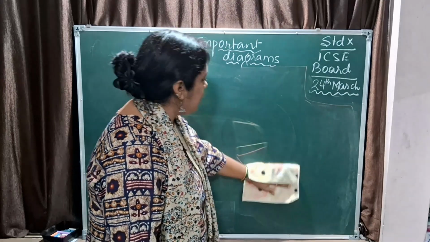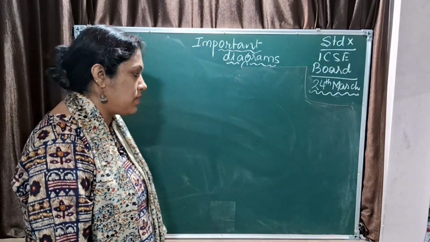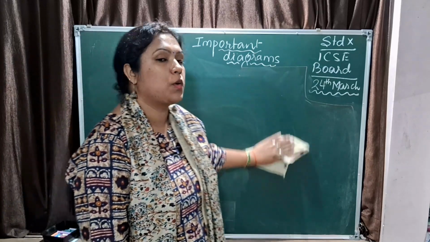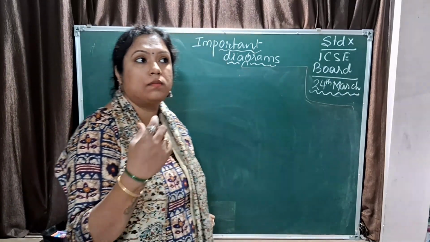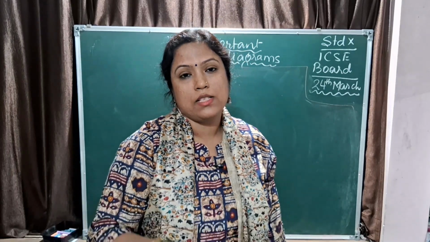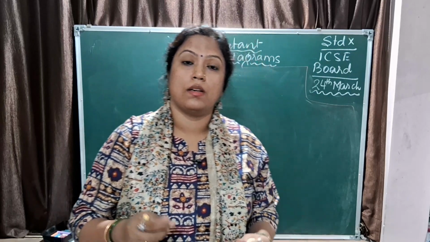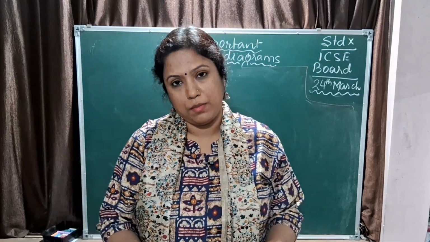So this is for your chapter 10 and 11. Chapter 12 is the endocrine system. There you can have a question where the location of the endocrine glands can be given and you have to label it with their name or function. Chapter 13, reproductive system. Here the important diagram is the male gamete and the female gamete.